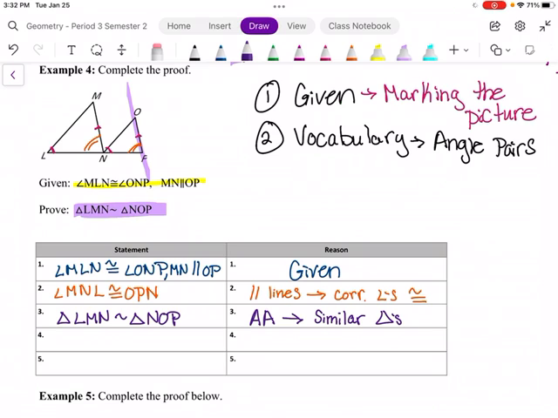So this one was short, very simple, 3 steps. These proofs aren't going to be as difficult as they were before. I know we had some really long ones before. These ones are going to be a little bit simpler.